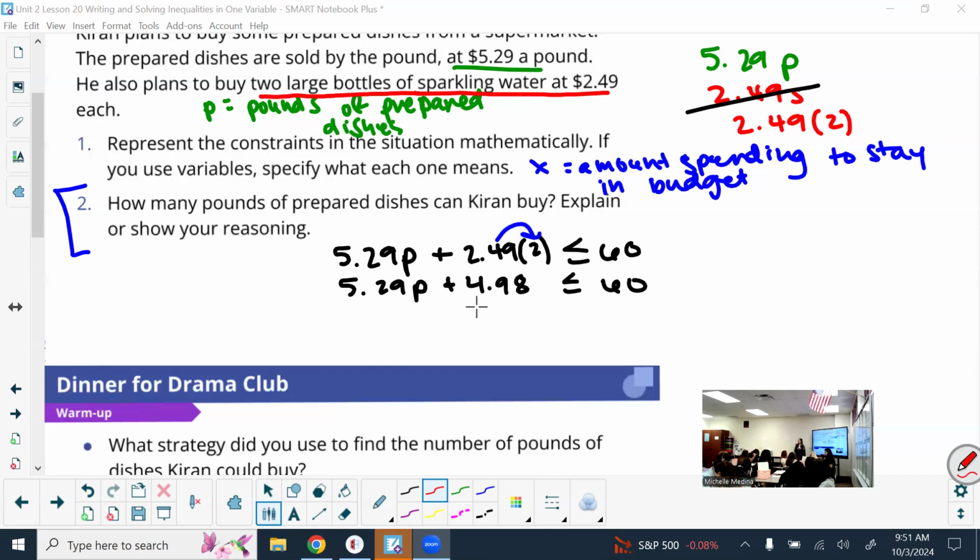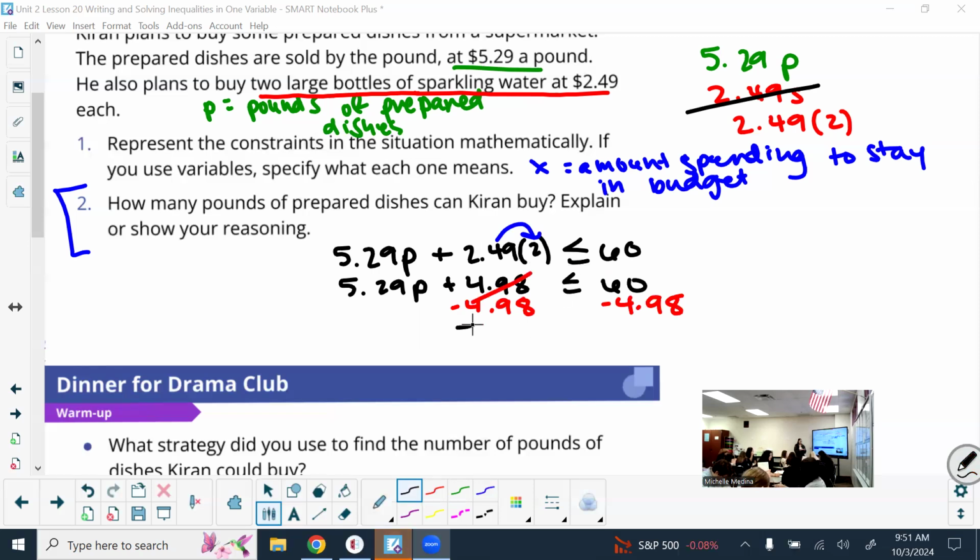But we want to cancel it out. Table 5, how would I cancel out the 4.98? Good. Whatever you do on one side of the symbol. Good.